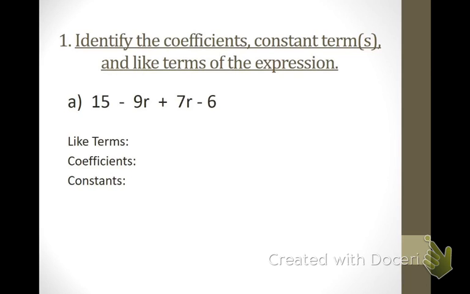The first thing that I want us to do is find things that are alike. So, looking at problem A, 15 minus 9r plus 7r minus 6. Can anyone tell me what my variable terms are? Remember, that's something that has a letter in it. What do you think? 9, not 9r. Every number has a sign, and that sign is directly in front of that number. Okay, I want everybody to underline the like terms. Negative 9r, and what was the other one you said? 7r is correct. Good job.